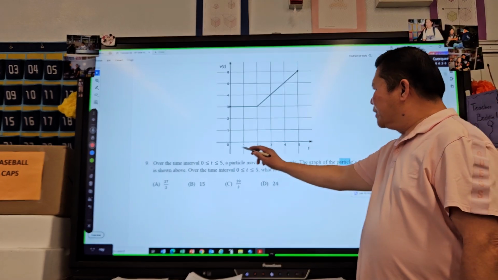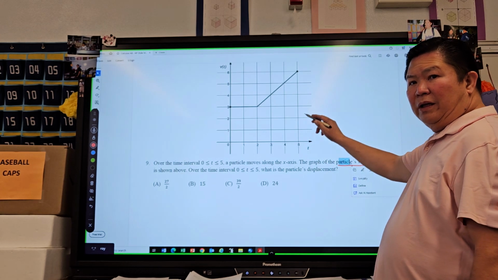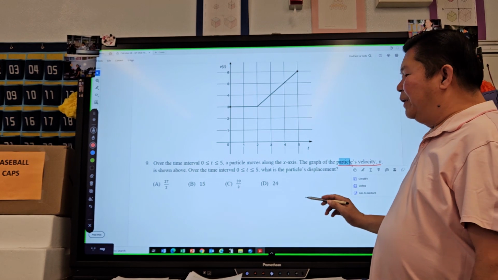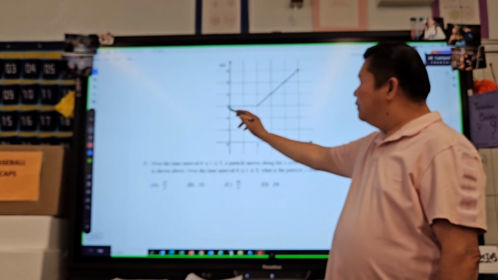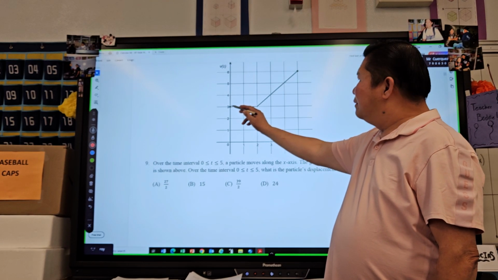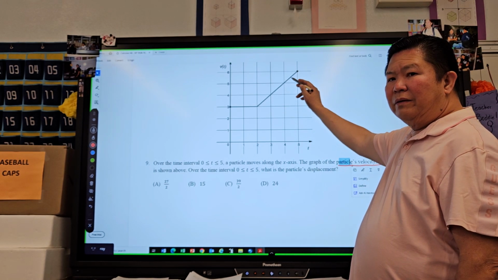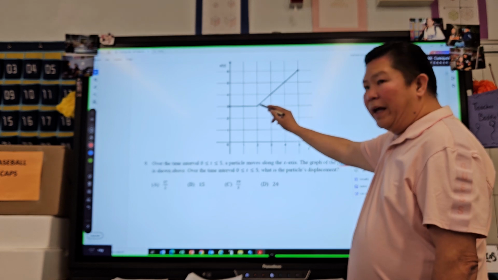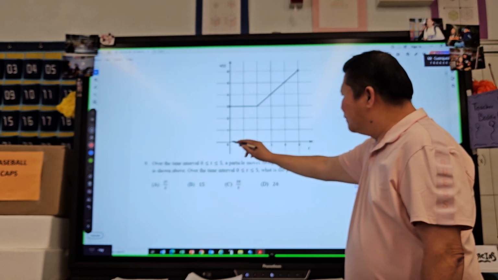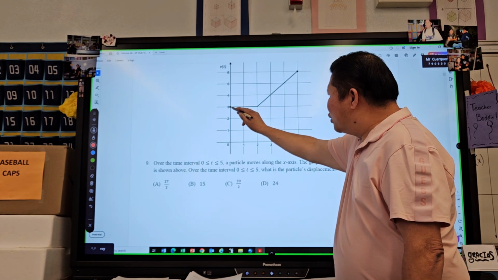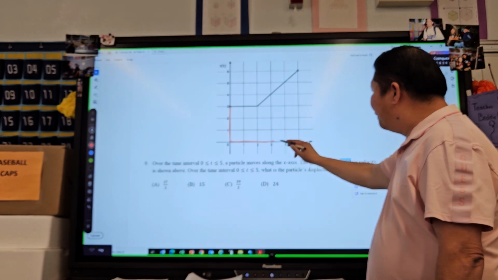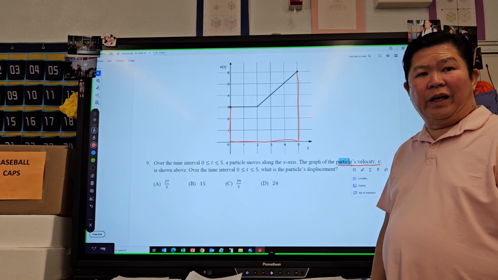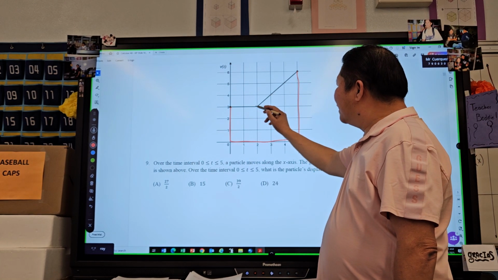So the interval is from 0 to 5, inclusive. Okay? So 0 to 5. If this is a particle that starts at 0, so right here, and then the particle is going right here. So at the start, I'd like you to do this one, guys. Draw this one until 5. Okay, and we're gonna cut this.